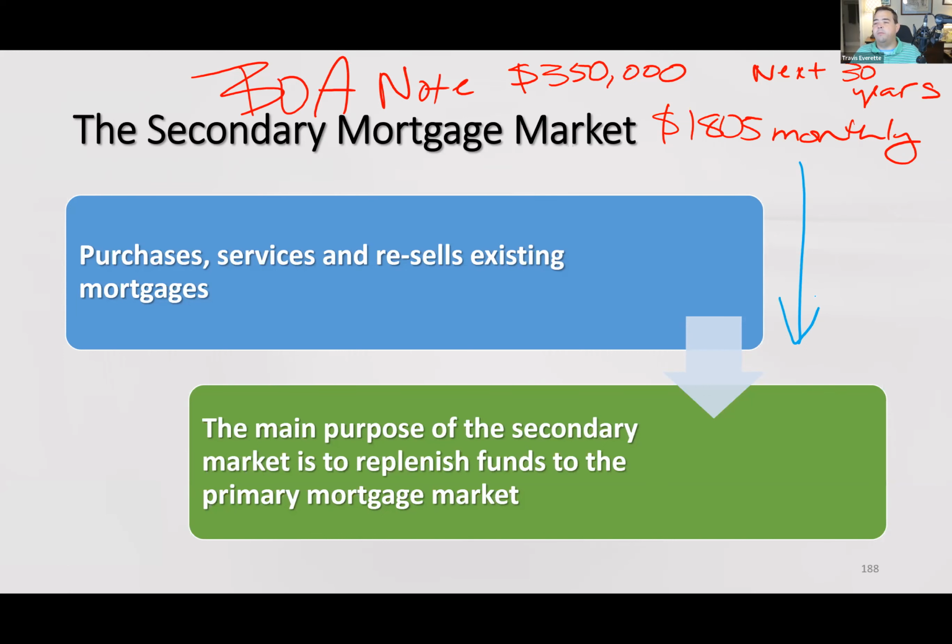What's the huge benefit to Bank of America here? They loaned out $350,000. The very next day, they sold that note for $400,000. They made $50,000 in one what? Day. One day. And guess what they're going to do with their $350,000 now that they got it back? Reinvest. They're going to make another loan. They're going to go find some other sucker, I mean borrower, to borrow money from them. They're going to take their $50,000 profit, and they're going to go find somebody else to loan their $350,000 to.